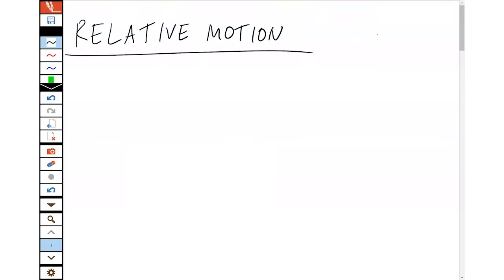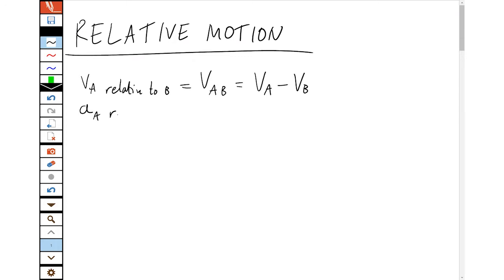The first is mathematical, and we can just specify it right at the start. The velocity of A relative to B is the velocity of A minus the velocity of B. And likewise for acceleration, the acceleration of A relative to B is just the acceleration of A minus the acceleration of B. Now, what does any of that mean, though? Well, let's have a look.